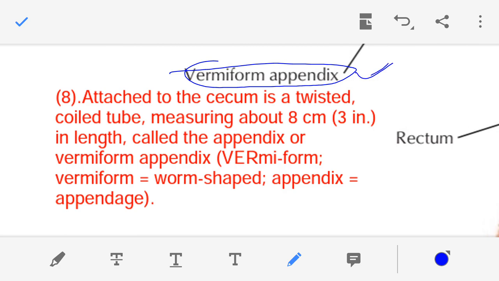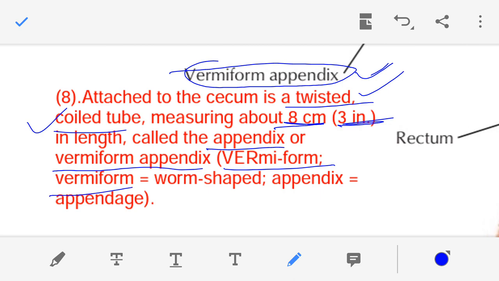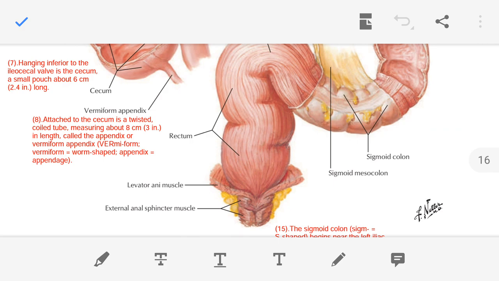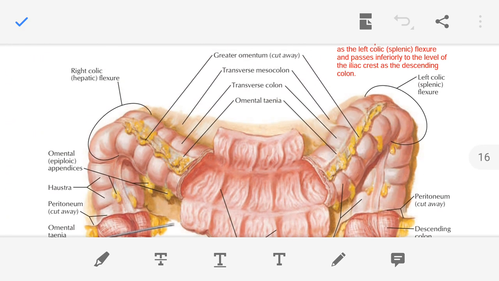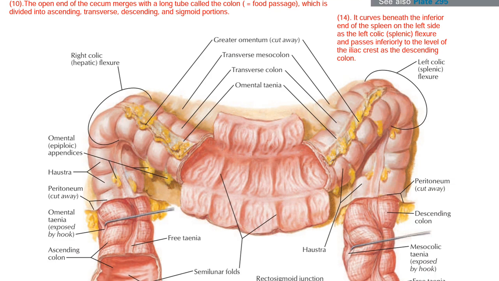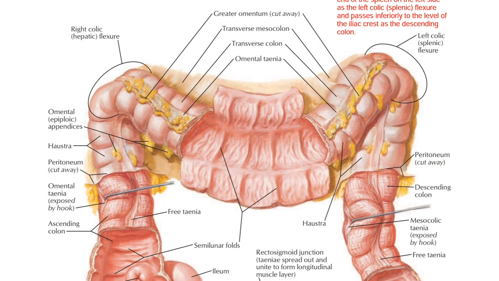This appendix is a twisted coil tube, and the length of this coil tube, that is the appendix, is 8 centimeter, that is 3 inch. This twisted coil tube is known as the appendix or the vermiform appendix. Vermiform means worm shape, appendix meaning appendage. So this was the eighth point. I am showing you, this is also a very important figure for you. You go through all the names, prepare all the names.